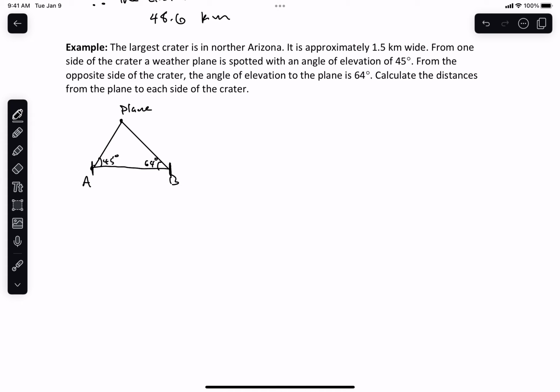Okay. So from A to B, it's 1.5 kilometers. Probably had something to do with the 4,000 conversations that were going on at the beginning of this question. That's the width of the crater. And what they're saying is, on one side, you've got the person standing here. They see the airplane at an angle of elevation of 45 degrees. They then walk 1.5 kilometers to the other side of the crater.